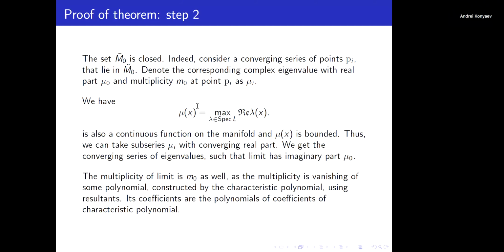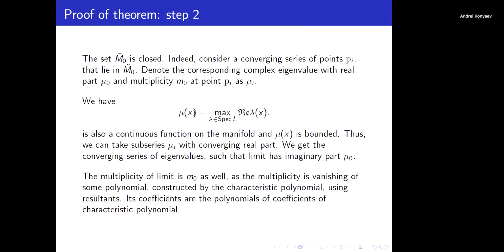This set is closed. How do we understand it? Well, first of all, the fact that the set is closed, we understand straight away. How? First, we look at the real parts of the eigenvalues, right? I'm sorry, this mu is supposed to have a different name. This is a typo. It's not the mu we have already used.